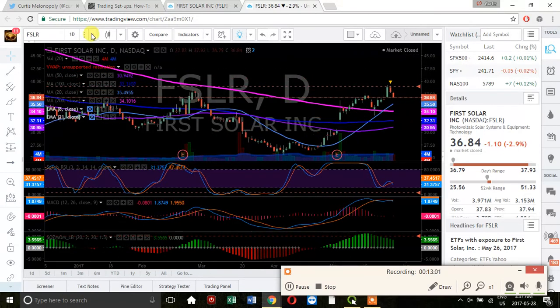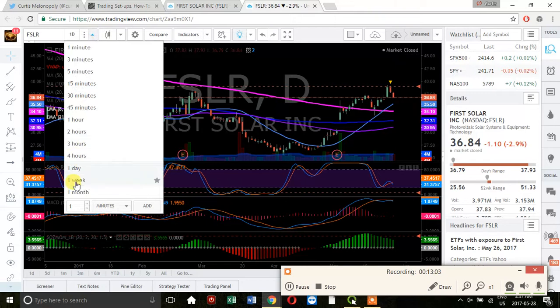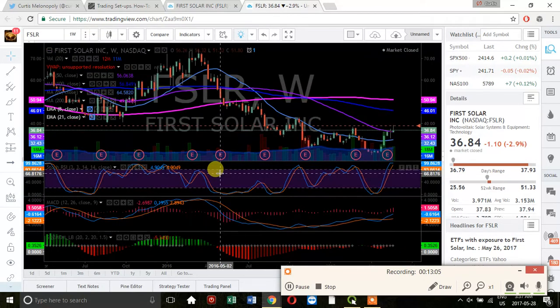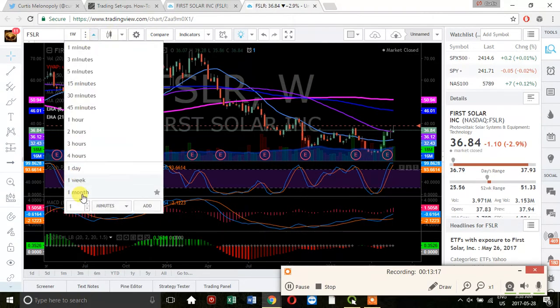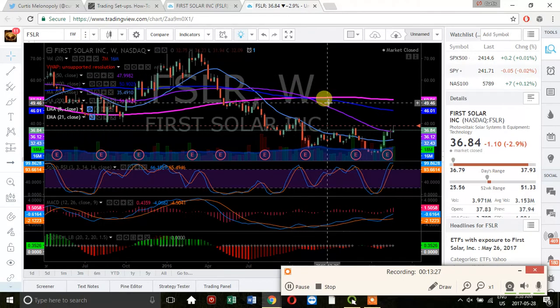Now we can move that back on the weekly, and it's always a good idea to go wide frame first and then down to your different time cycles. So from your weekly to your daily to your 60-minute. So your one week, daily, your one hour, your 30-minute, your 15-minute, 5, 3, and 1, depending on the time frame that you're trading in.